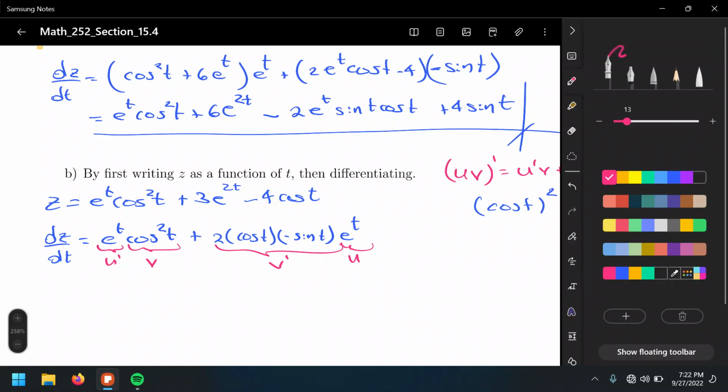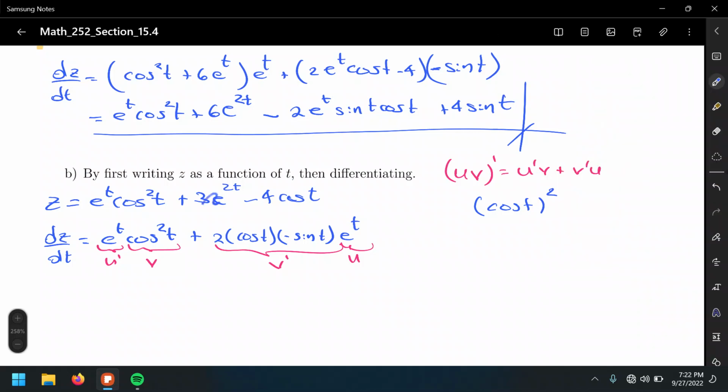To differentiate the second term, all we have to do is multiply 3 times 2. That's going to give us a 6 e to the 2t, because the derivative of e to the 2t is itself times the 2, which is the derivative of the exponent, but that's 2 times this 3 right here, which becomes a 6. And finally, the derivative of negative 4 cosine, which is negative sine, is going to be 4 sine t.